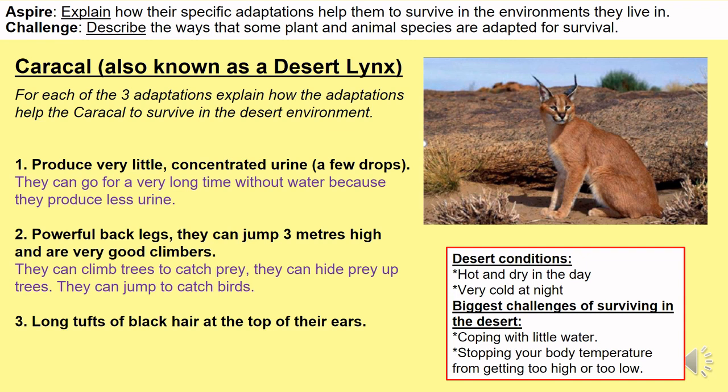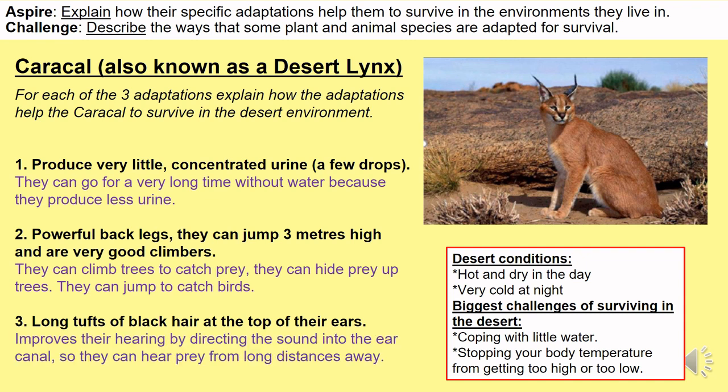The long tufts of black hair at the top of their ears, these improve their hearing because they direct sound waves into the ear canal. And this allows them to hear prey that are a very long way away. Obviously, if they can hear prey a long way away, they're more likely to catch prey and less likely to die of starvation. So that is the desert lynx.